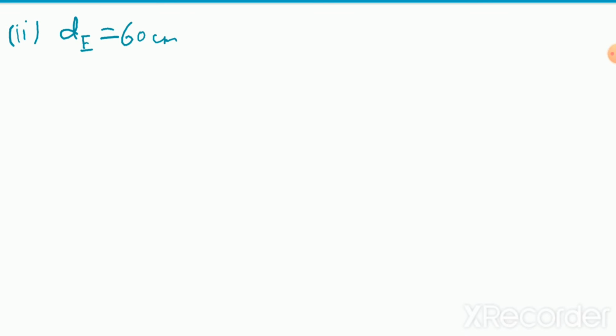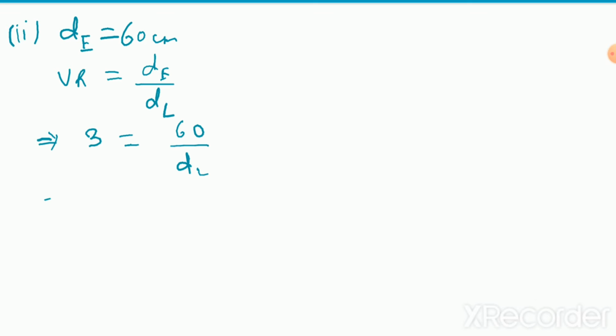So we know the velocity ratio. What is the formula for velocity ratio? Velocity ratio is the distance moved by the effort by the distance moved by the load. To find the distance moved by the load, the velocity ratio has been given as 3, there are 3 pulleys, hence the velocity ratio is 3. So 3 is equal to 60 by dl, which implies that the value of dl is 60 by 3, that is 20 centimeter. So the distance moved by the load is 20 centimeter. So this is the solution.